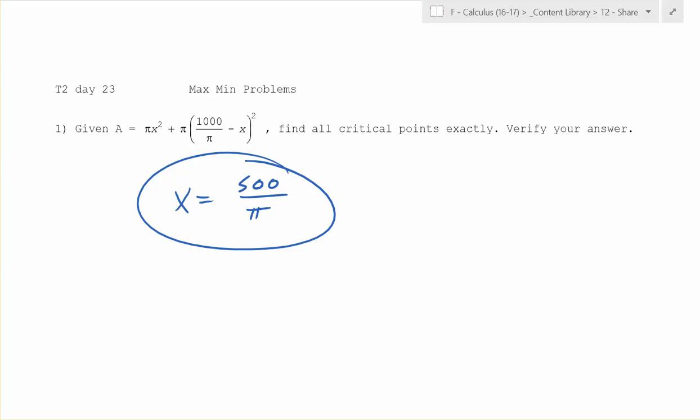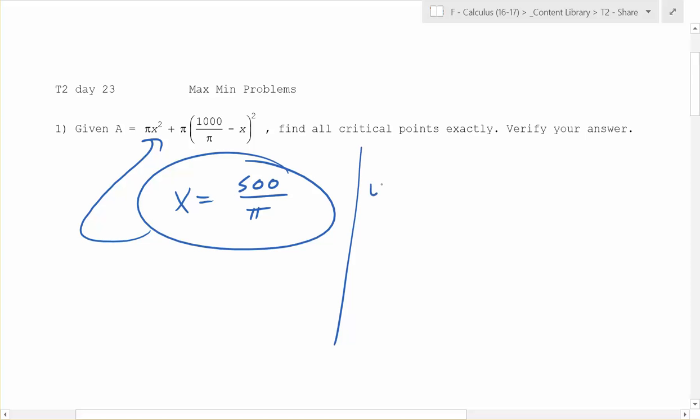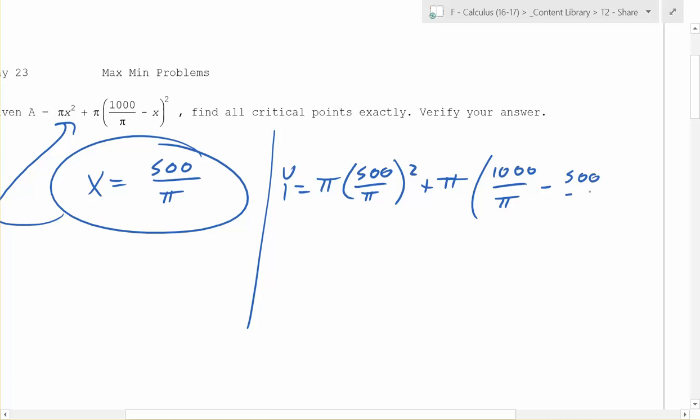Now, if I ask you for critical points, theoretically, if you had your calculator, what would I expect you to do? Take this value, plug it into the original equation. Now you can find the y value. If we wanted to find this y value, we're not going to do it out, but if you had to, could you plug this x value into the original equation? Yes. You would have to take this x value and plug it in all over the place. So to get y, what would you have? Pi times 500 over pi squared plus pi times 1,000 over pi minus 500 over pi squared.